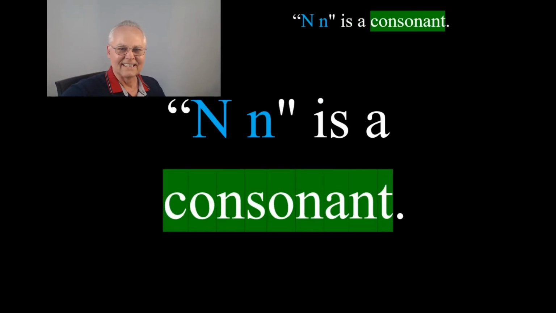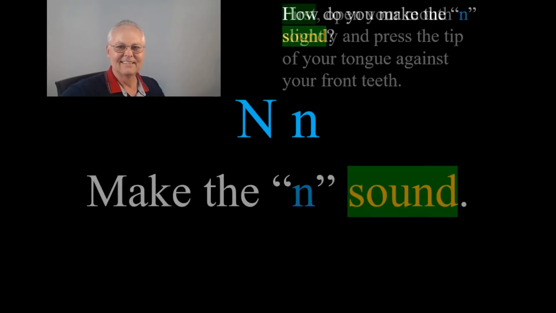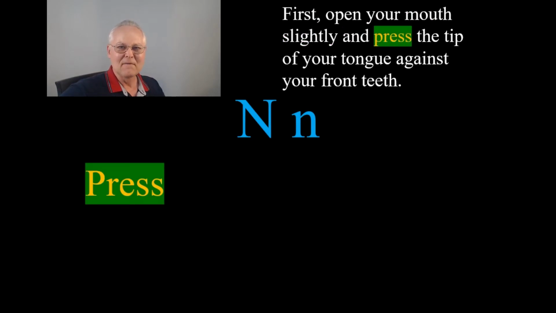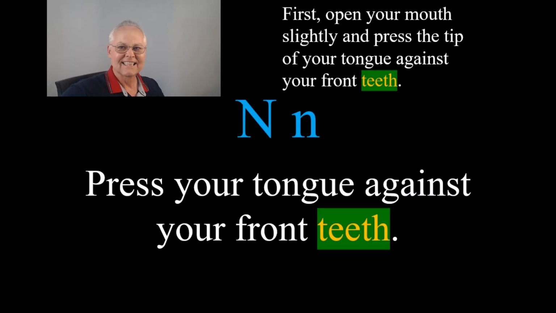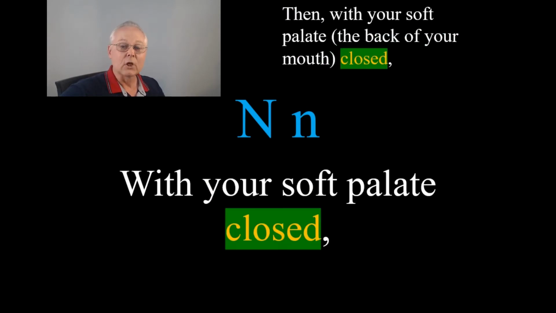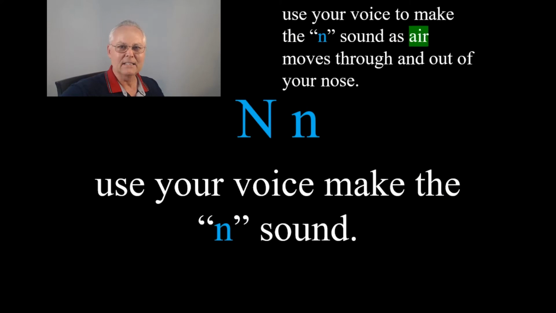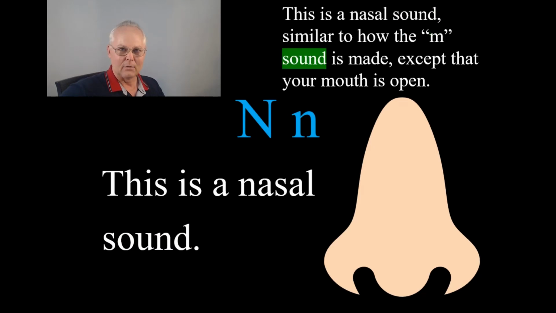N is a consonant. How do you make the N sound? First, open your mouth slightly and press the tip of your tongue against your front teeth. Then, with the soft palate, the back of your mouth, closed, use your voice to make the N sound as air flows through and out of your nose. This is a nasal sound, similar to how the M sound is made, M, except that your mouth is open.